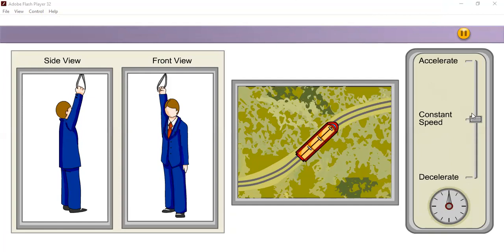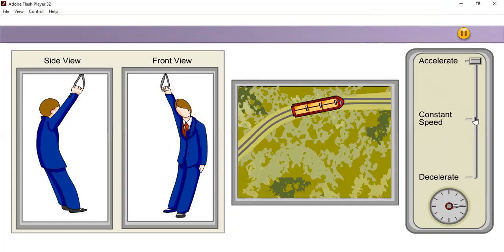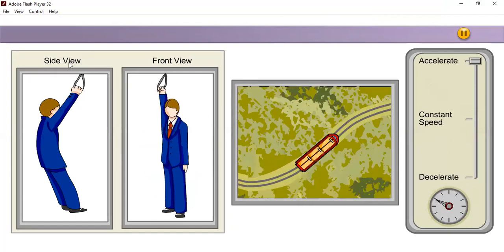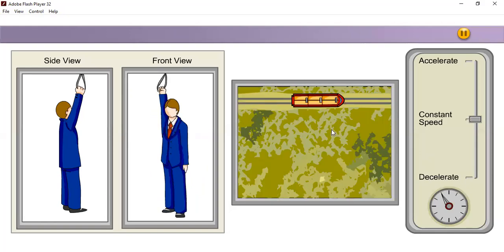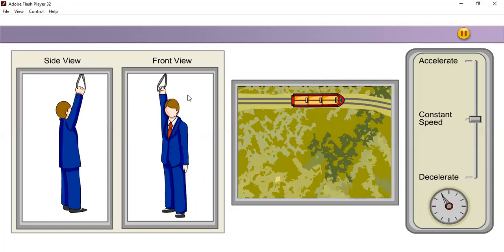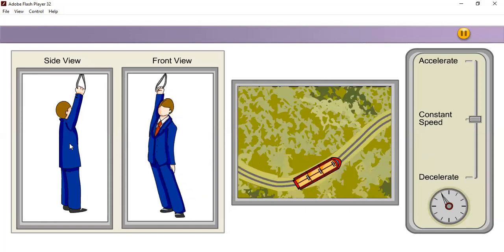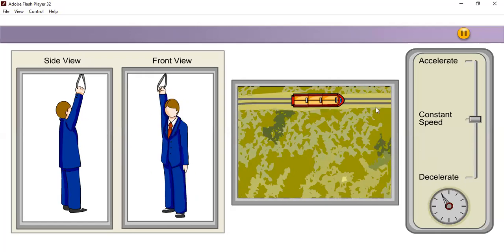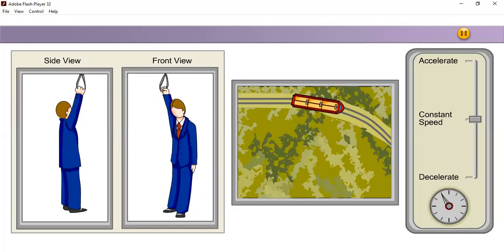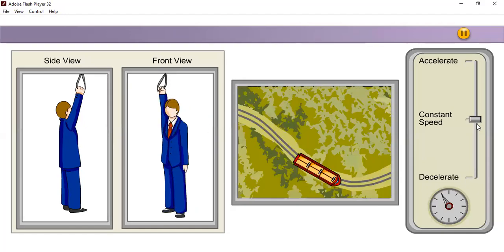Now we look at here. If the train is accelerating, this is the view from the side and the view from the front. What will happen? In the side view, it moves left and right, which means it will move to the side.